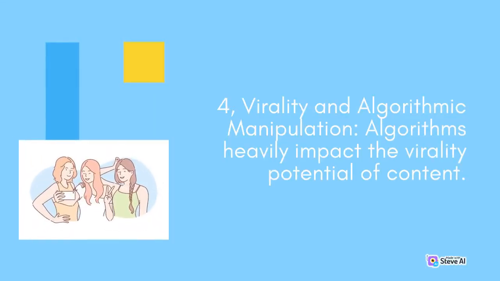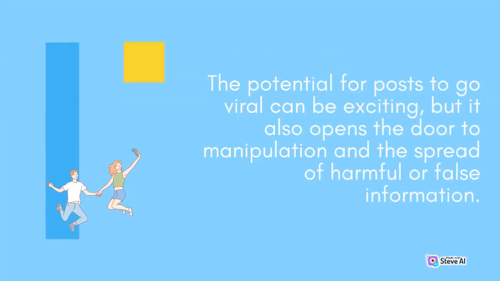4. Virality and algorithmic manipulation. Algorithms heavily impact the virality potential of content. The potential for posts to go viral can be exciting.